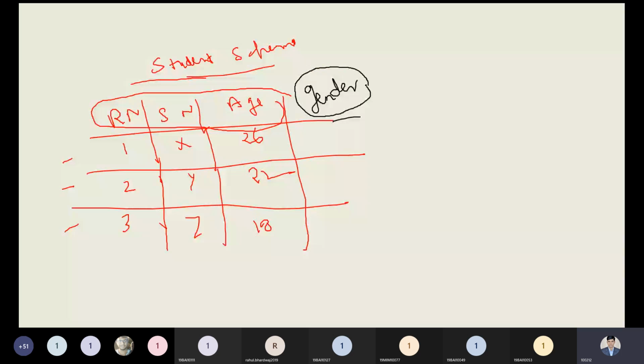So if I'm updating the physical schema, all my values will remain as they are: 1, 2, 3, X, Y, Z, 22 and 18. Will it be changed? No. The logical information which was already put in while creating the table is already given, so it will not be changed. It will not affect the logical level. That's why we can say there is physical data independence.